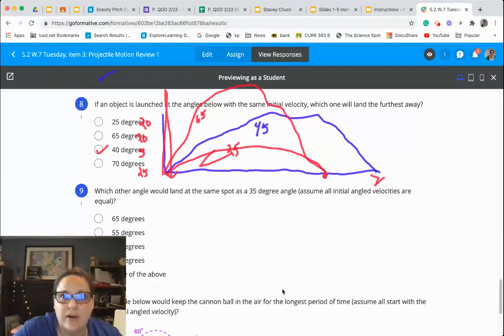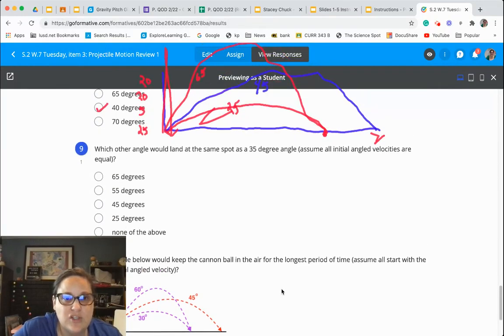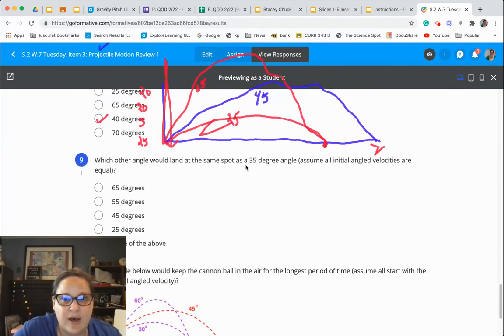Question number 9. Which other angle would land at the same spot as a 35-degree angle? As we just discussed, 45 is the furthest. So to determine equal angles, we have to go above and below 45. 35 is 10 less than 45, so we need to go 10 more than 45 to get a matching angle. So 55. Correct answer, 55.